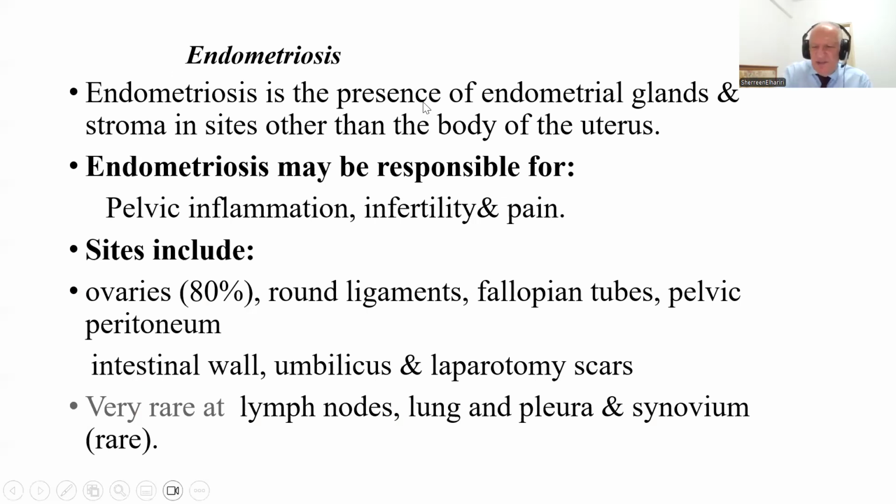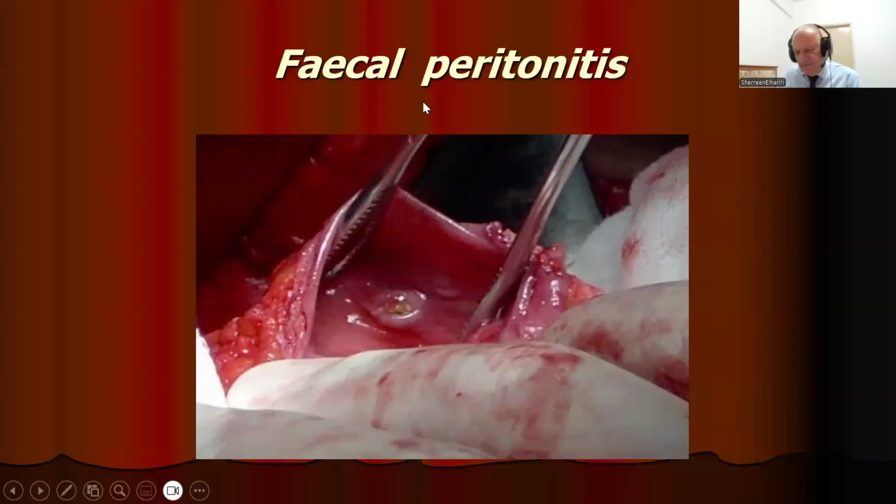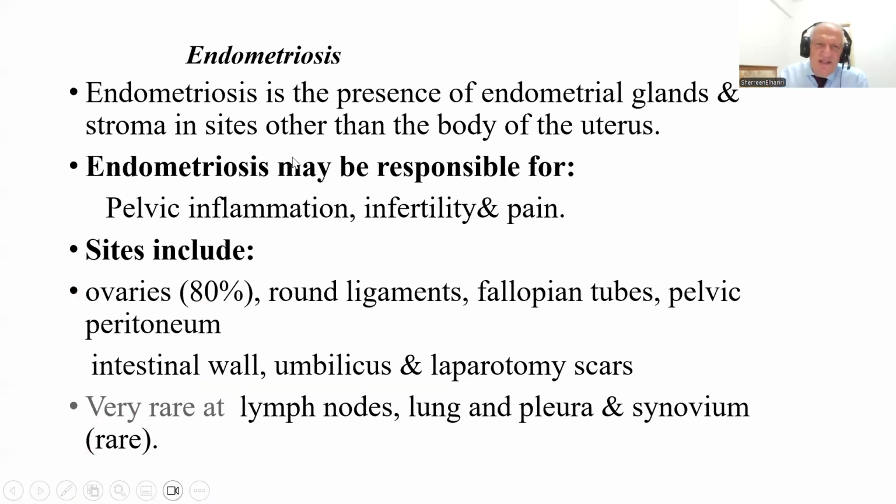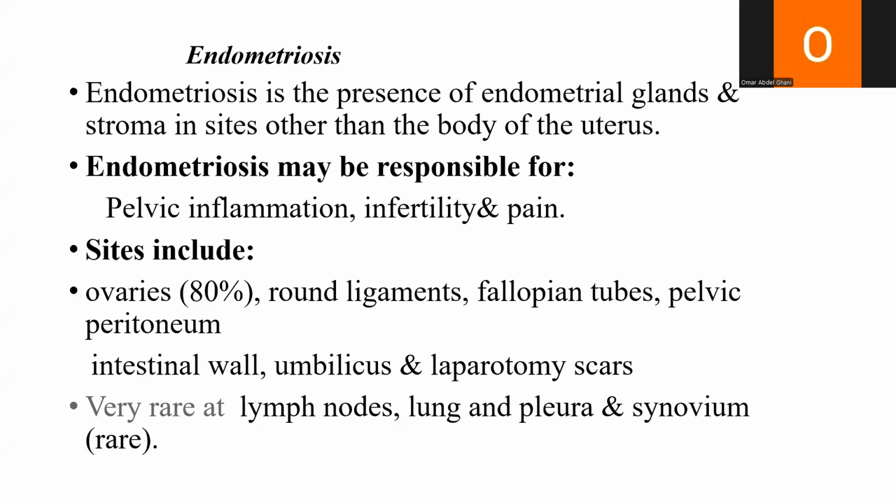What is endometriosis, Dr. Omar? It's the presence of endometrial tissue and glands outside the uterus. What are the areas involved? The ovary, the pelvic cavity, sometimes the lungs, and sometimes even the umbilicus. What happens at the time of menstruation when the patient becomes an adult?